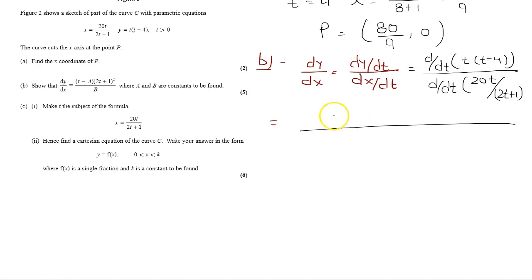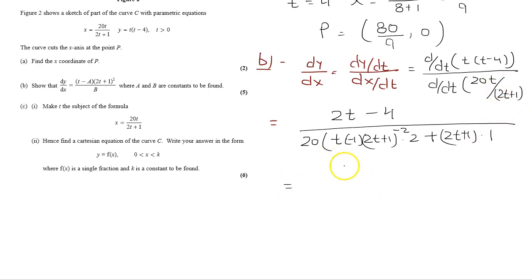So the numerator is 1, and the denominator, we take 20 out, the first function multiplied by the differential of the second, that is minus 1 times 2t plus 1 to the power minus 2 multiplied by 2, plus 2t plus 1 times the differential of t, which is 1.